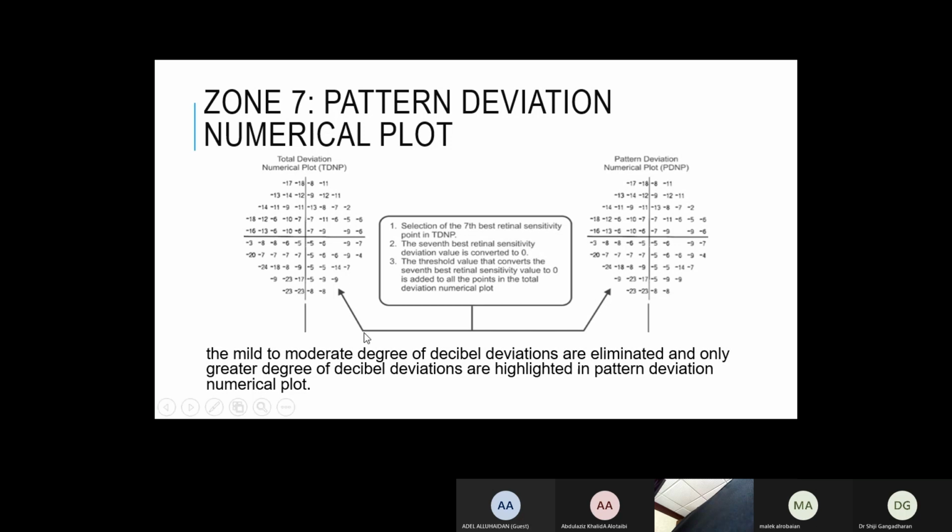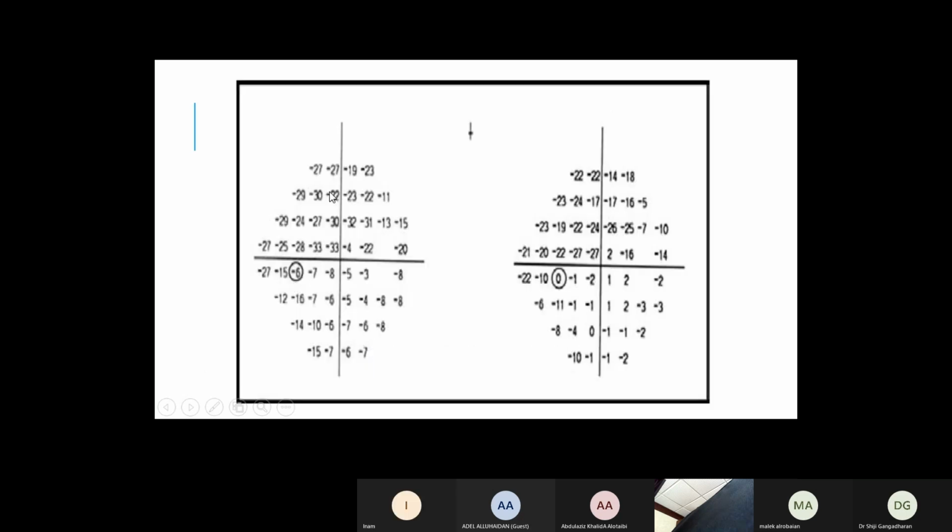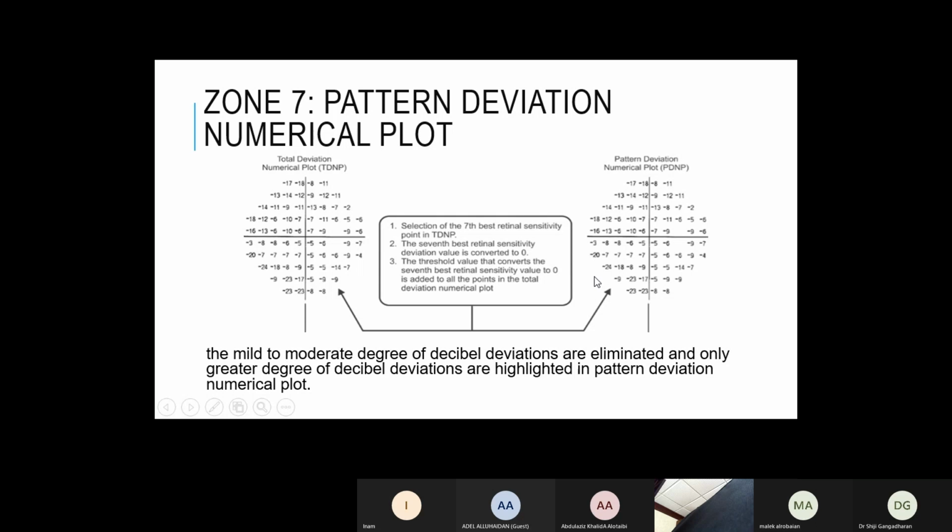For example, you can see here, this is the total deviation, and this is the pattern deviation. In the total deviation, the patient scored at this point -6. Let's say this is the 7th best area. The machine corrected it until it became 0, so it added 6. We see the other points here, -7, it added 6, became -1. This one the same, -8, added 6, became -2. So mild and moderate degrees of decibel deviation are eliminated, and only greater degrees of decibel deviation are highlighted in the pattern deviation numerical plot.